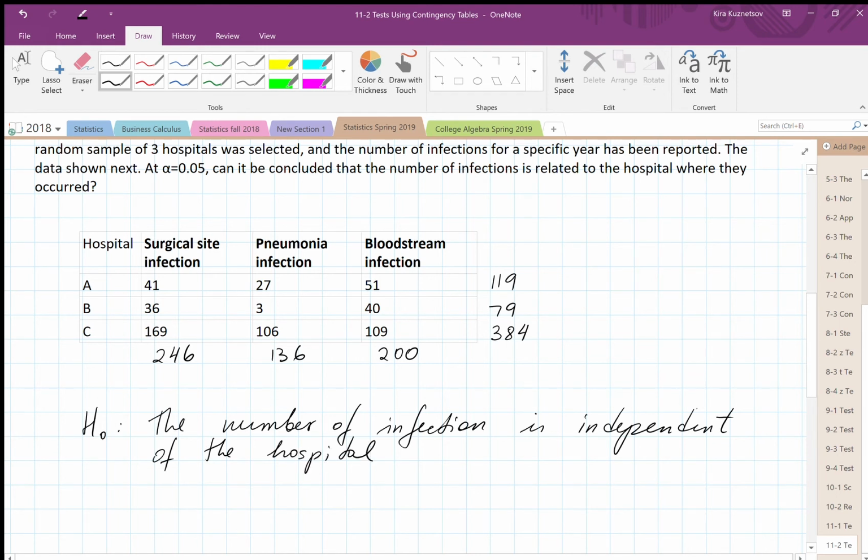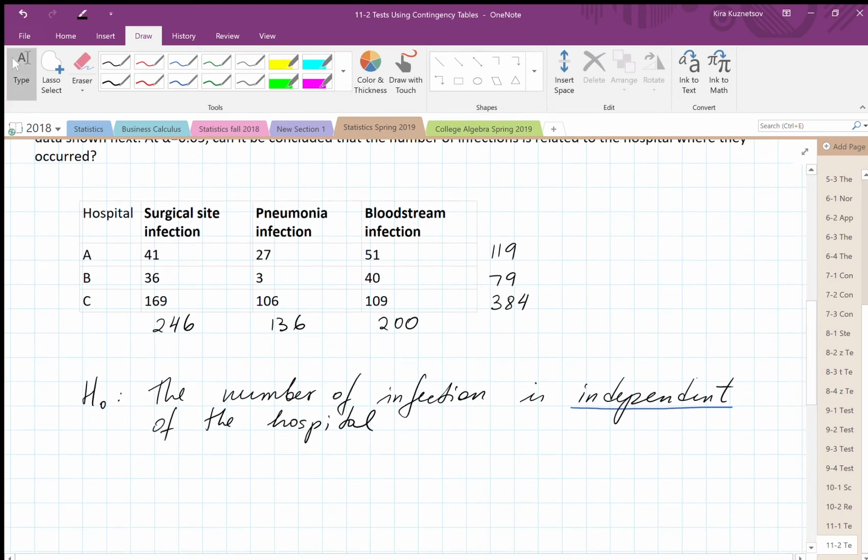So you're telling me that, first of all, there's the word independent. I'd like to underline it. And the number of infections, that's your columns. The hospital, those are your rows. So there's an independence between columns and rows in this case.